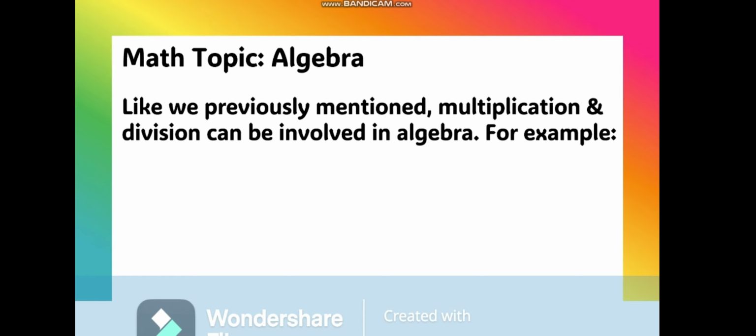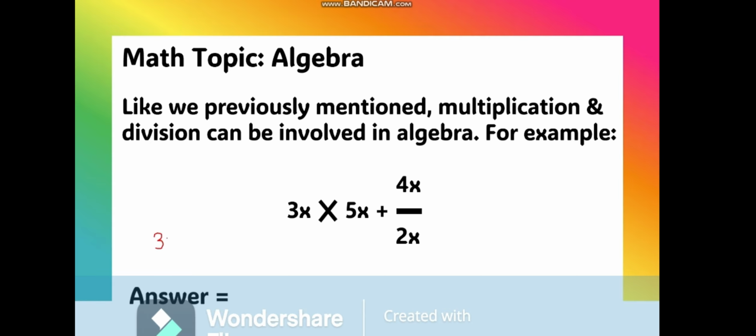Like we previously mentioned, multiplication and division can be involved in algebra. For example, 3x times 5x plus 4x divided by 2x. Here's an example. Like last question, we ignore the letter. Since if you don't know what BODMAS is, it's brackets, orders, division, multiplication, then addition and subtraction. Actually, no, it's division first. Sorry. Just a little mistake I've made.